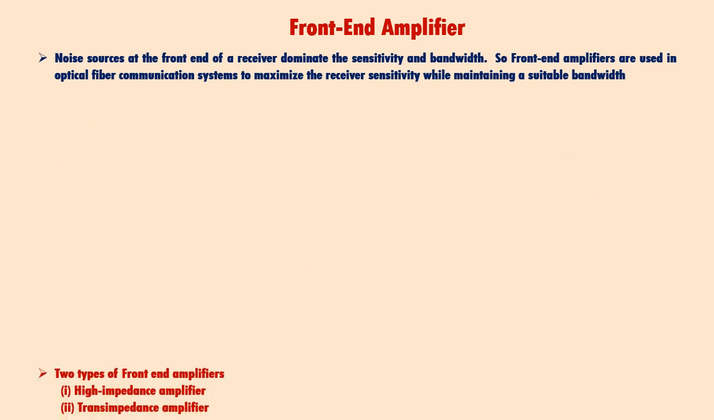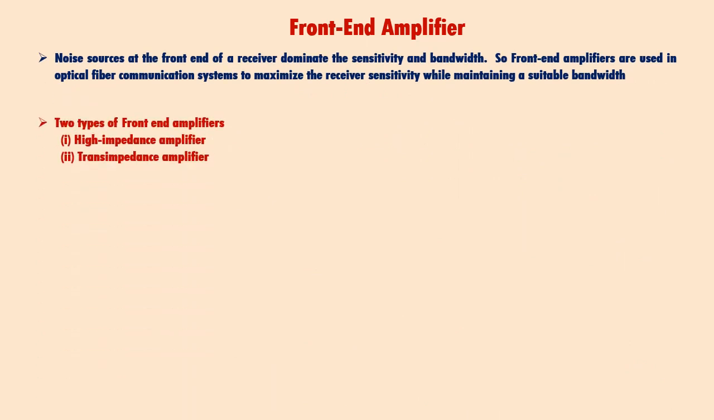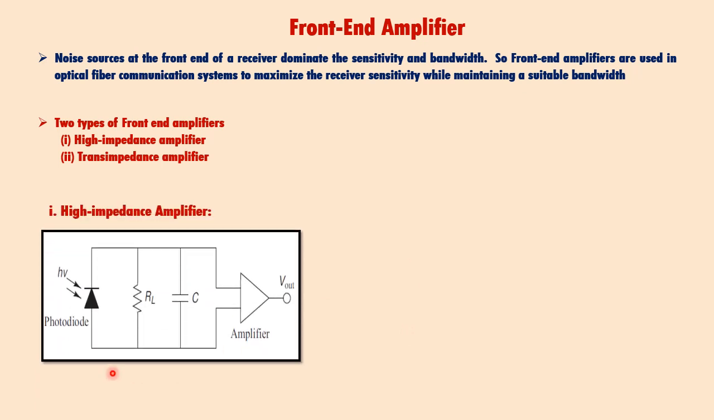The purpose of the front-end amplifier is that there are noise sources at the front end of the receiver that dominate the sensitivity as well as bandwidth. Front-end amplifiers are used in optical fiber communication systems to maximize the receiver sensitivity while maintaining a suitable bandwidth. There are two types of front-end amplifiers: one is the high impedance amplifier, the other is the trans-impedance amplifier.